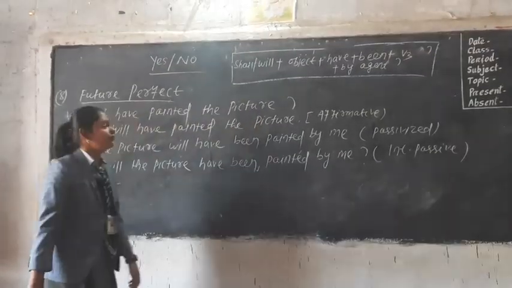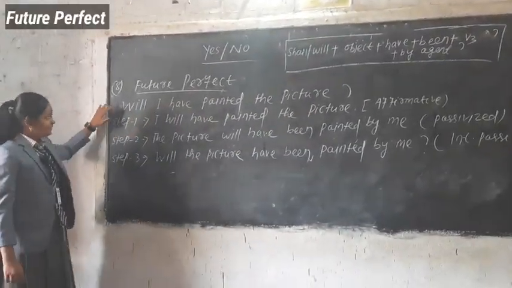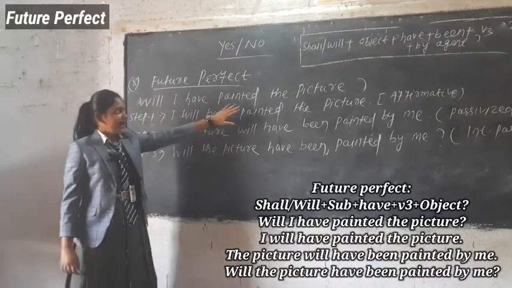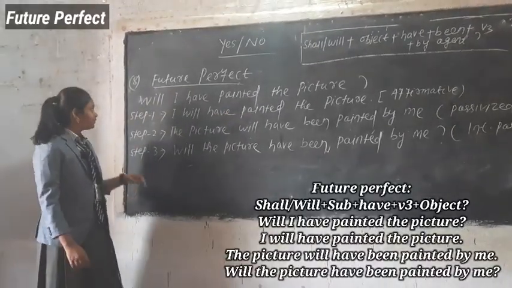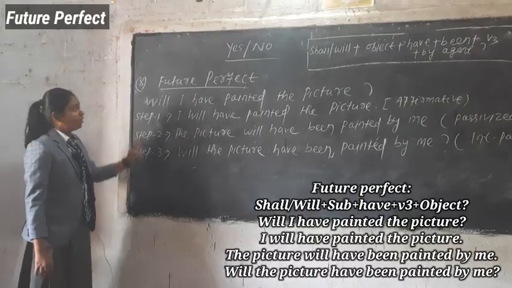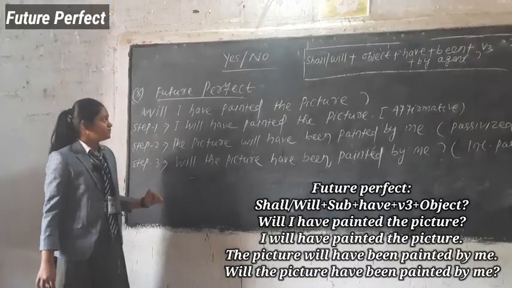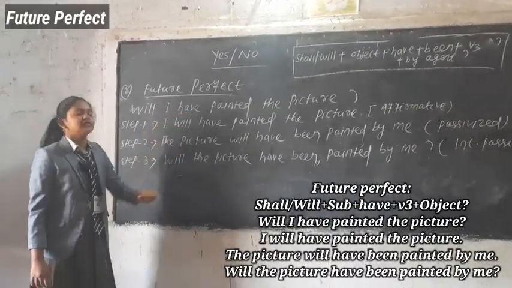So let us come to the future perfect tense. The example is, will I have painted the picture? Here shall or will is the auxiliary verb, I is the subject, have is also the auxiliary verb.